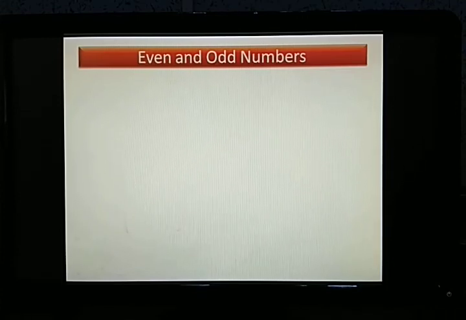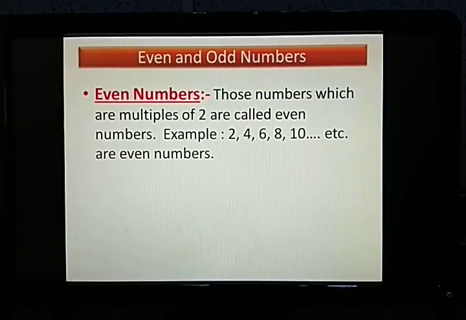Now next topic is even and odd numbers. So this is obviously very clear to you, which are the even numbers and which are the odd numbers. So how do you distinguish them? According to the definition, those numbers which are multiples of 2 are called even numbers. Or you can say in this way that those numbers which are divisible by 2 are called even numbers. Here the word multiple is written because the chapter is based on factors and multiples. So yes, this is also correct.